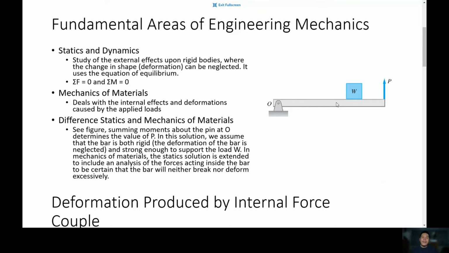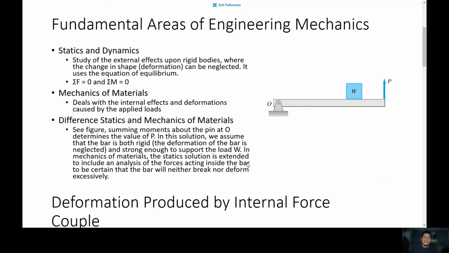Alright, so mechanics of materials. It deals with the internal effects and deformation caused by applied loads. So what's the difference? Summing up the moments in a pin support at a pin O determines the value of P. In this solution, we assume that the bar is rigid, the deformation of the bar is neglected, and it is strong enough to support the load W. In mechanics of materials, the statics solution is extended to include the analysis of the forces acting inside the bar, to be certain that the bar will neither break nor deform excessively.